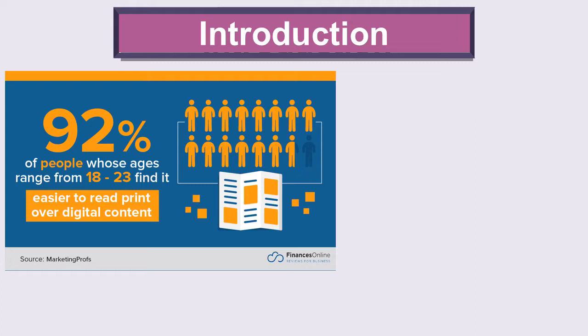Or from here, 92% of people whose ages range from 18 to 23 find it easier to read print over digital content. So, the 92 here is presented by a series of man figures in which one, or a part of it, is not shaded.